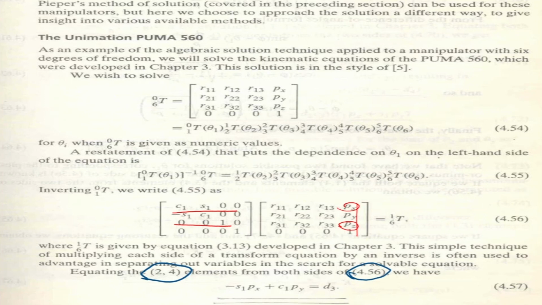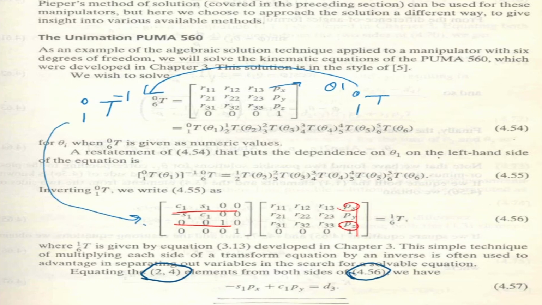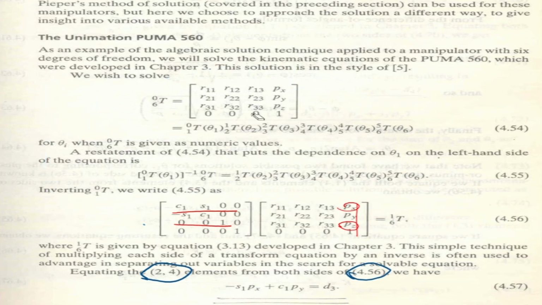Now if I want to remove theta 1 from this set of equations, what do I do? I take T0 to 1, bring it on this side, so it becomes T0 to 1 inverse. So from this set of equations, if I want to remove this one, I simply multiply this by T0 to 1 inverse. That's what is being done here. So I get T1 to 6. Now this is my equation 4.56.